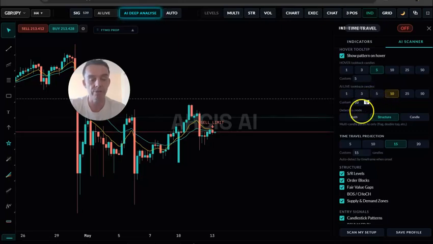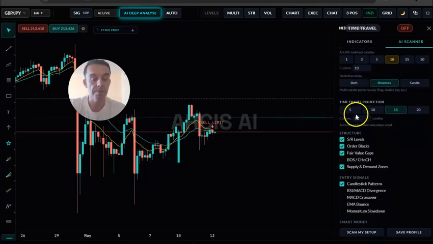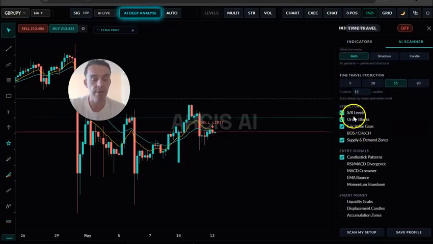You also have structure here. Sorry, custom. Down here we have detection mode, if you wanted just to look for candles or structure or both. So recommended having both. Time projection, that's what I just showed you a minute ago. Then the different kind of structure levels that you can look for.